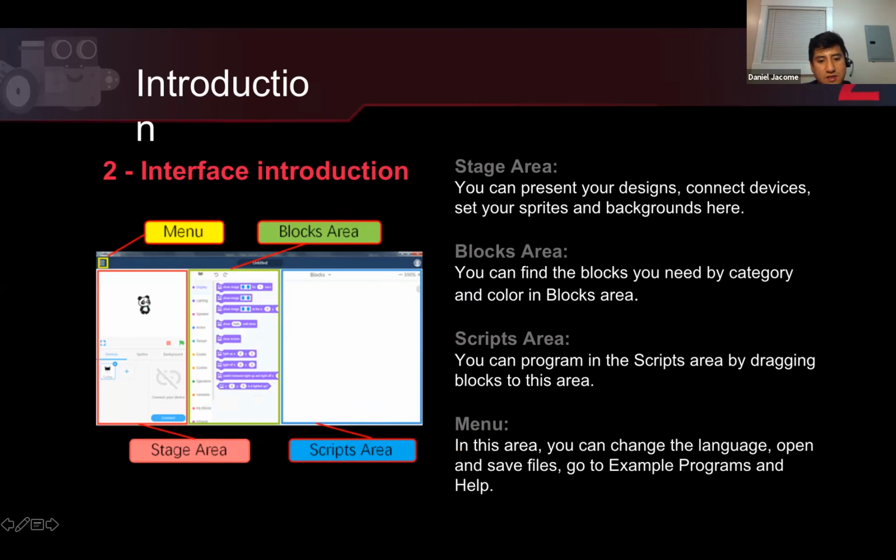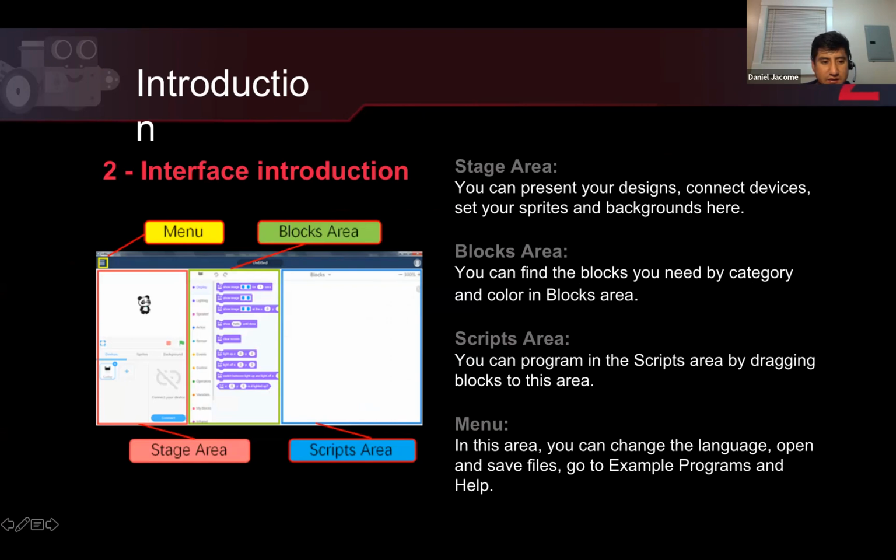Okay, so you have that blocks area. You have the script area, which is the place where we can put the different blocks so that we can create scripts or code. And then as soon as we have some code, we can load that, whether it's to a sprite or, in this case, to the mBot, which is a device.